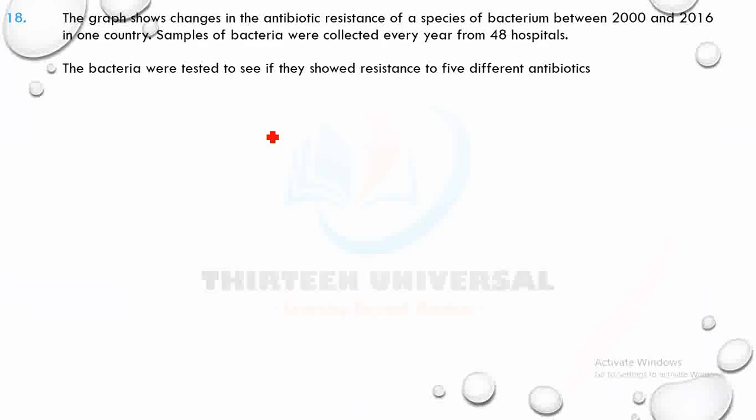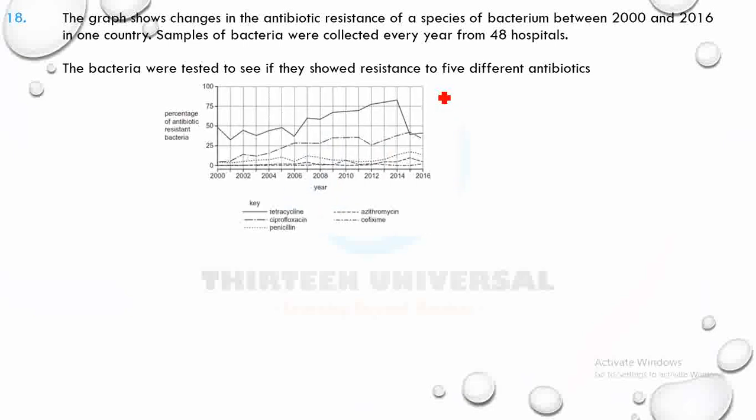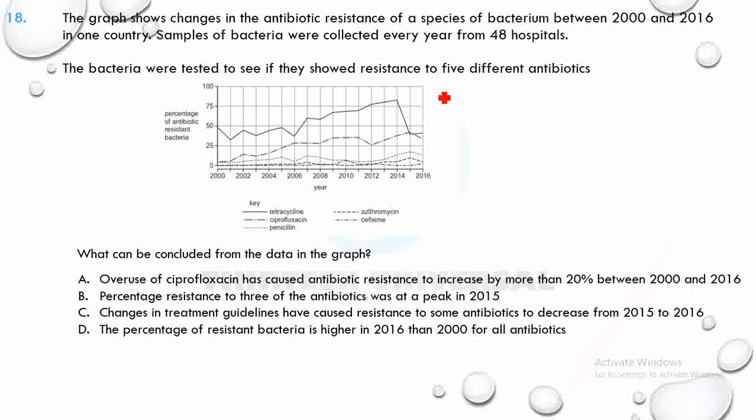Number 18 says the graph shows changes in the antibiotic resistance of a species of bacterium between 2000 and 2016. In one country, samples of bacteria were collected every year from 48 hospitals. The bacteria were tested to see if they showed resistance to 5 different antibiotics. So the question says, what can be concluded from the data in the graph? Pause the video and try it. Okay, what can be concluded? Yeah. So now if you check, there's an overuse of ciprofloxacin has caused antibiotic resistance to increase by more than 20% between 2000 and 2016.